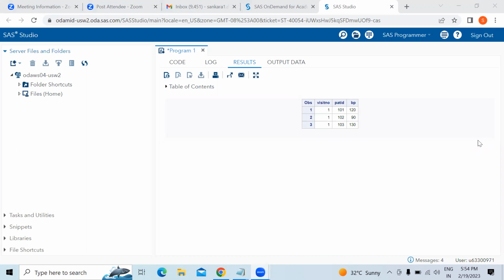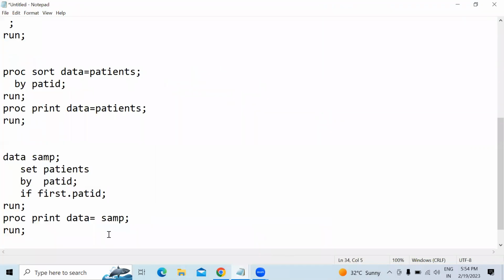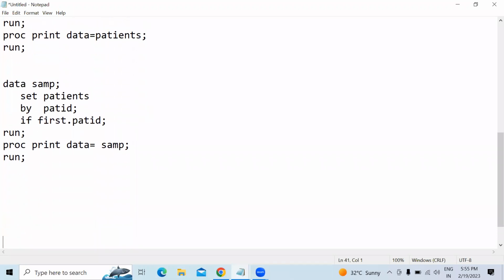So it just displays the first visit of each patient. Patients who visited for the first time have been displayed. Yes. Similarly, I want to check what is the last one. If you want to take the last record of each patient, that means the last visit of each patient, just a small change you have to do.